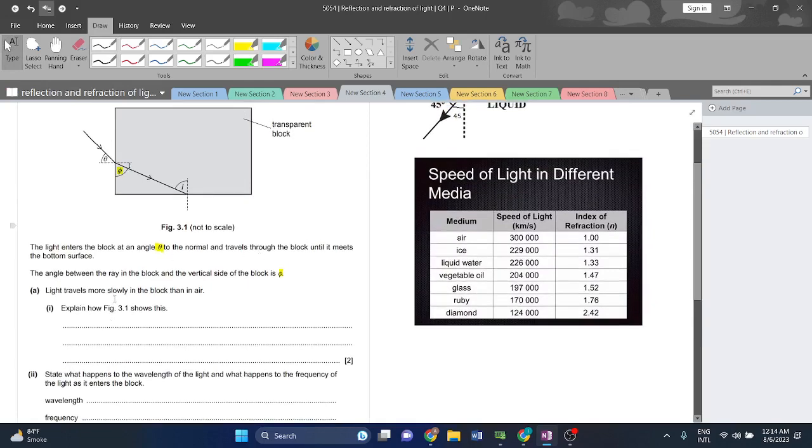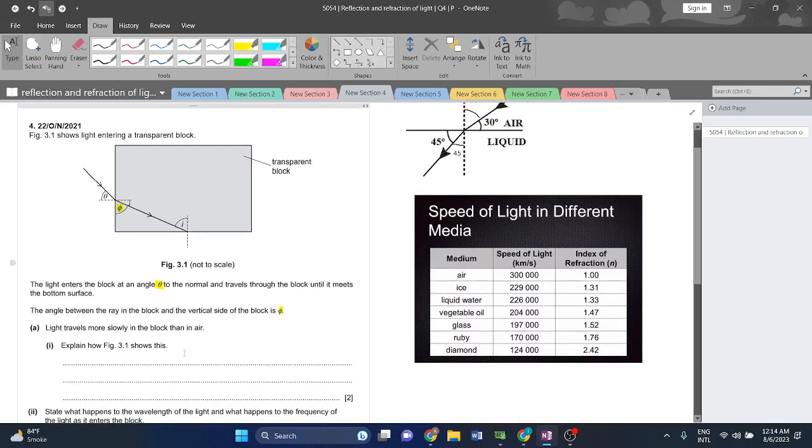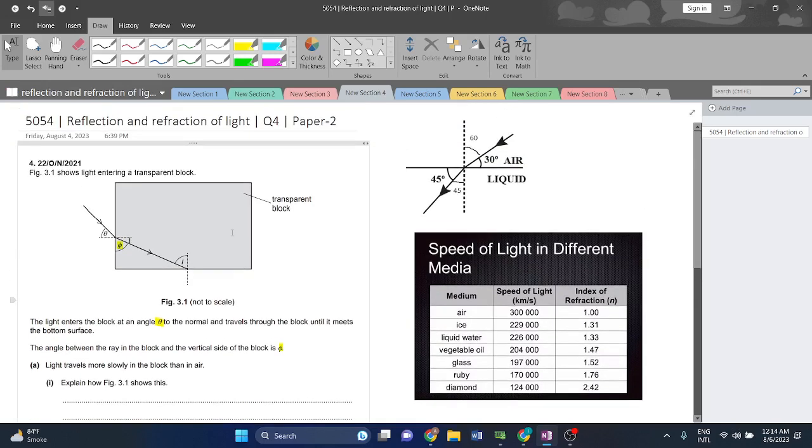Light travels more slowly in the block than air. Explain how figure 3.1 shows it. First of all, जो ray of light है that is bending towards the normal. Bending towards the normal means के it is getting slower. First, अब मैं आपको I'll explain it using the formula. N is equals to sine I divided by sine R.